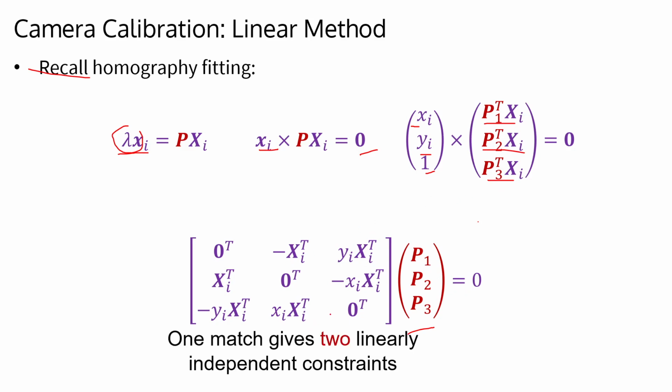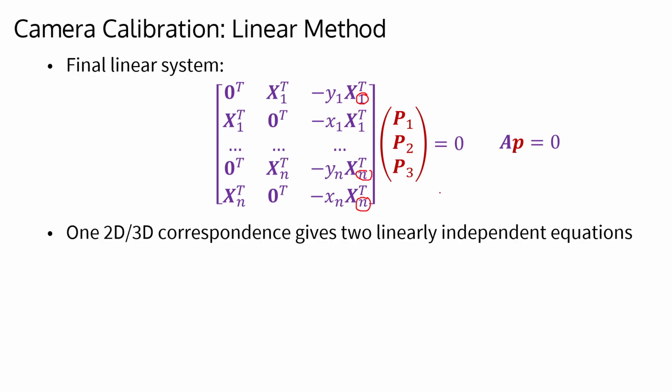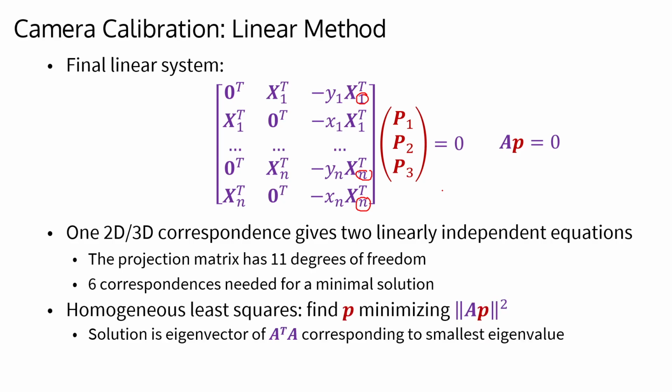By rearranging, one match gives only 2 linearly independent constraints, because there's linear dependence between these 3 equations. So the final linear system would look like this. We have to have not just one point, but n such matching points. One 2D-3D correspondence gives 2 linearly independent equations. The projection matrix has 11 degrees of freedom because of that unknown scaling factor, so 6 correspondences are needed for a minimal solution. This homogeneous system is solved by using homogeneous least squares.